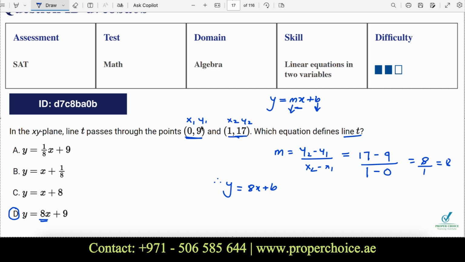And about the y-intercept, when the value of x is 0, the y-intercept is 9. So the b value itself is 9. There is no need to do this, because there is only one option with slope 8.